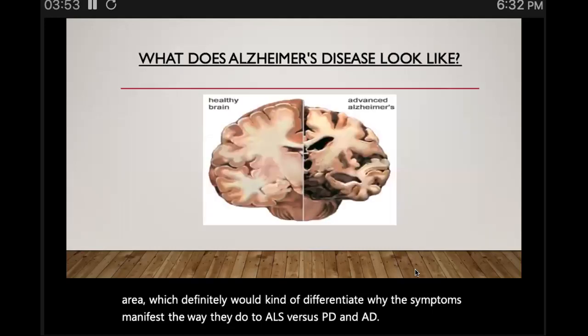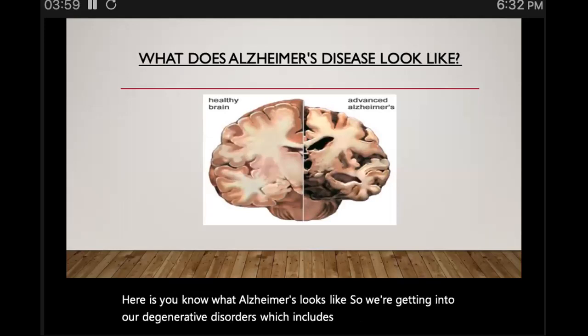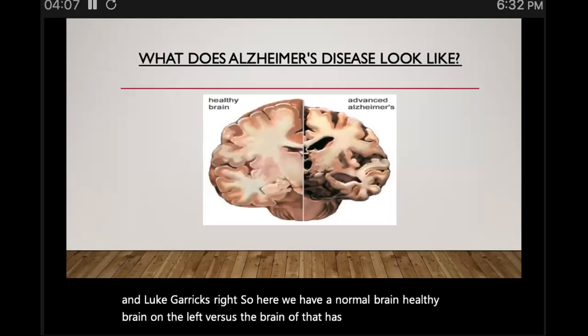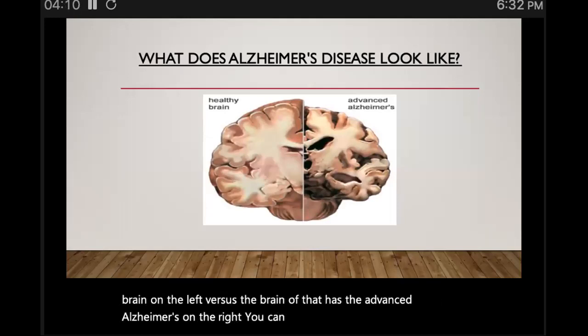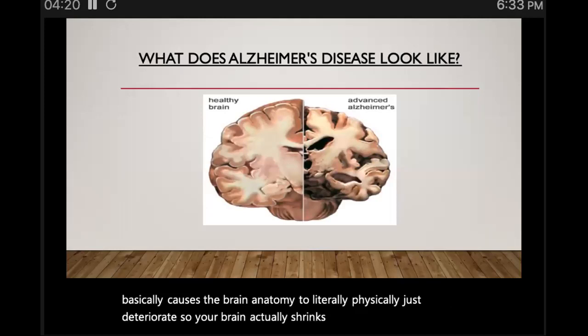Here is what Alzheimer's looks like. So we're getting into our degenerative disorders, which include Alzheimer's, Parkinson's, and Lou Gehrig's, right? Here we have a normal, healthy brain on the left versus the brain that has advanced Alzheimer's on the right. You can see that Alzheimer's in general causes the brain anatomy to literally physically deteriorate. So your brain actually shrinks in advanced Alzheimer's.